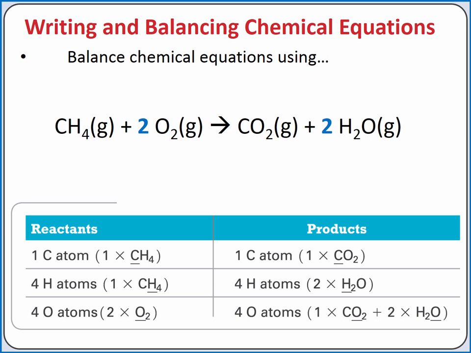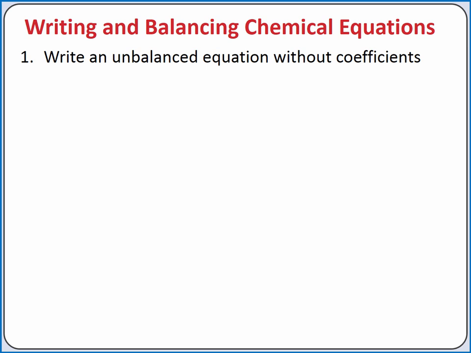So in the combustion of methane gas, one molecule of methane combines with 2 molecules of oxygen gas to produce 1 molecule of carbon dioxide gas and 2 molecules of water vapor. With these coefficients, we have 1 atom of carbon on each side, 4 atoms of hydrogen, and 4 atoms of oxygen.